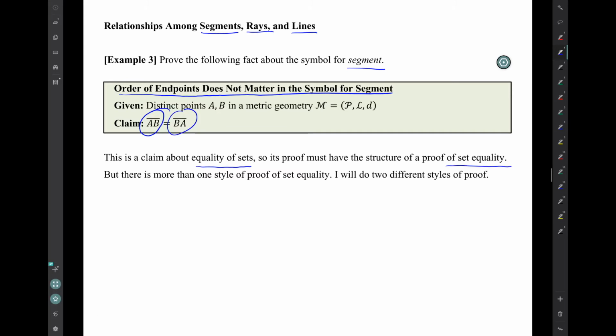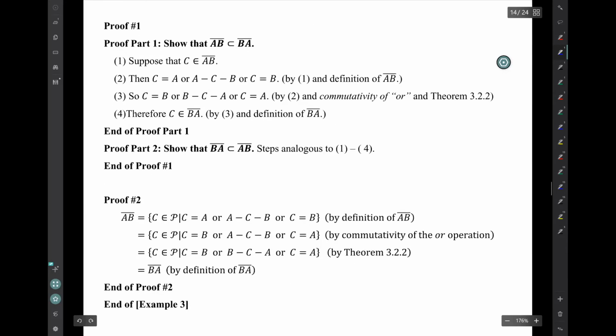Now, this is a claim about equality of sets, so its proof has to have the structure of a proof of set equality. But there's more than one style of proof of set equality. I'm going to do two different styles of proof because it's very important to realize that there are these different styles available. One might be the more familiar style, but actually another style is the most useful in more cases. The first proof that I'll do is this. I'll prove that segment AB is a subset of segment BA, and then prove that segment BA is a subset of segment AB. Now, how is that done?